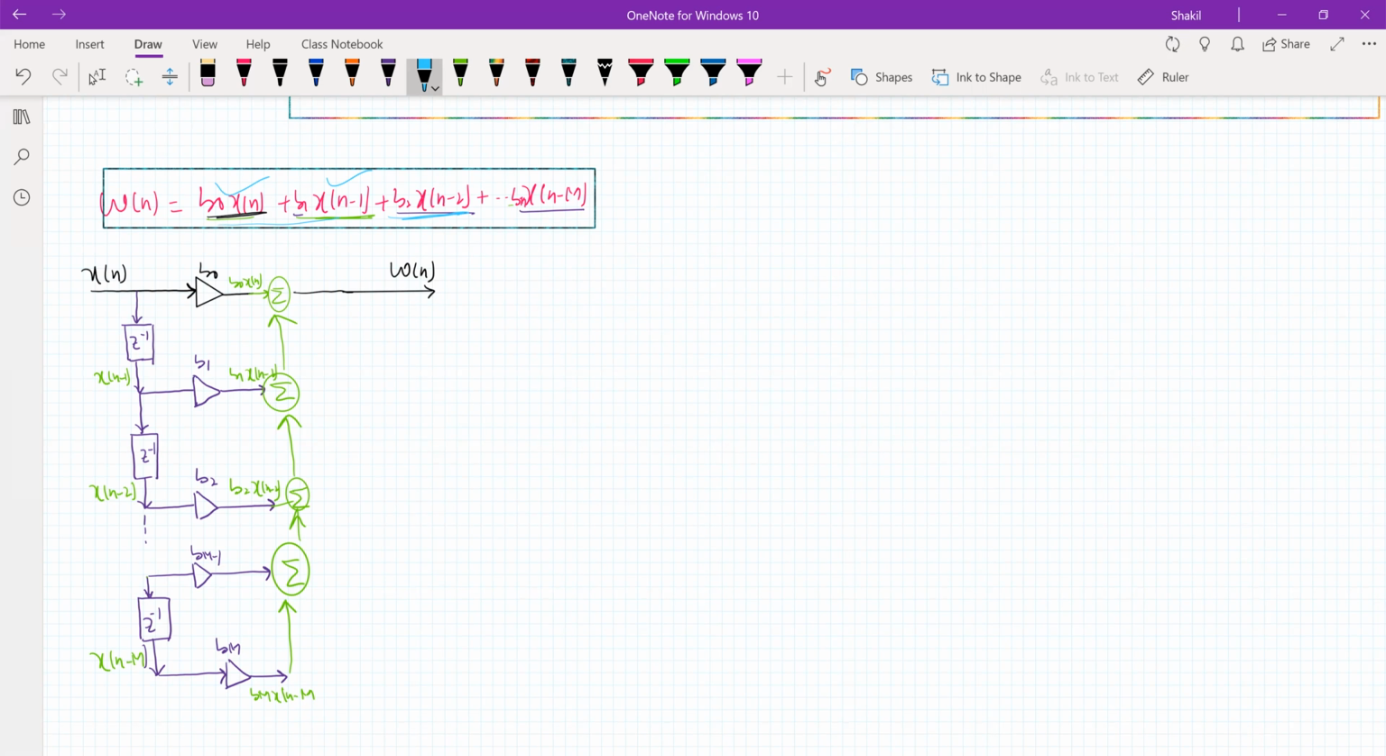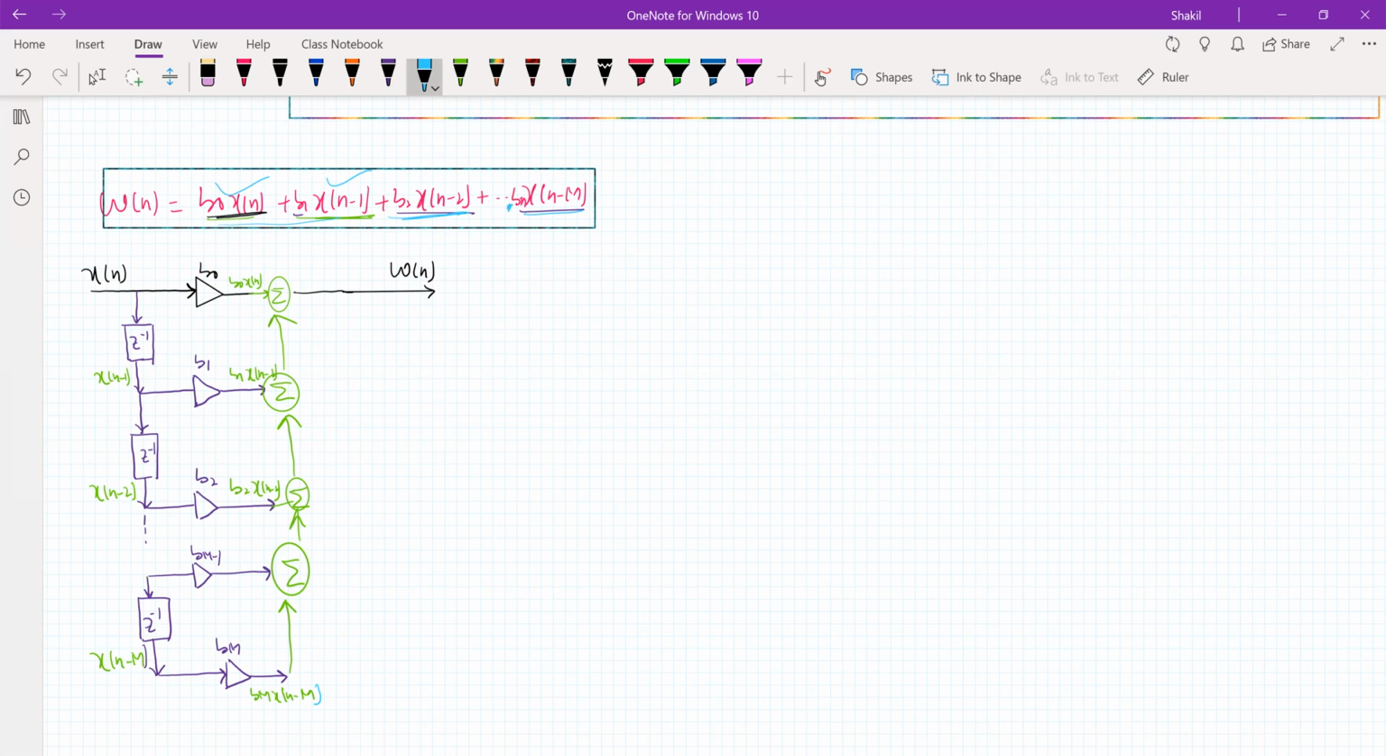This block, suppose this is available here. Then so on. Or I can start in the other direction. So I can start with this b_m x of n minus m, then the previous value that is here. Adding that and continuing this way, I will arrive at w of n. So this is the first equation.